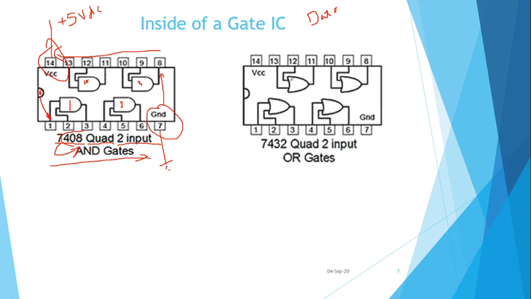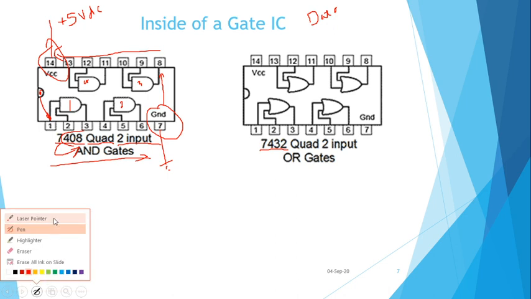So this is 7432, the OR gate IC. Just remember these numbers: 7432, again a quad 2 input OR gate. You can see these are 4 OR gates. Again here we have VCC and ground. So this is pin number 1, this is 7, this is 8, and this is 14.